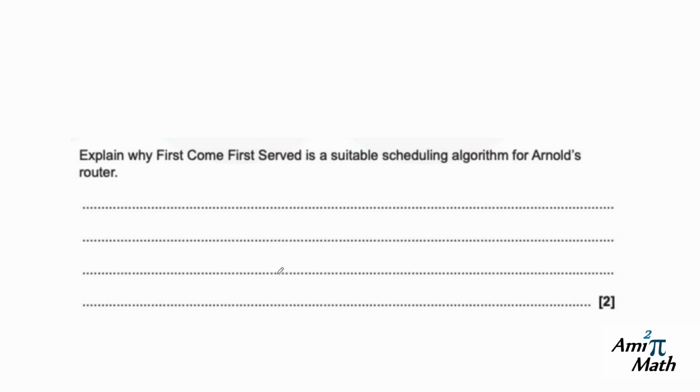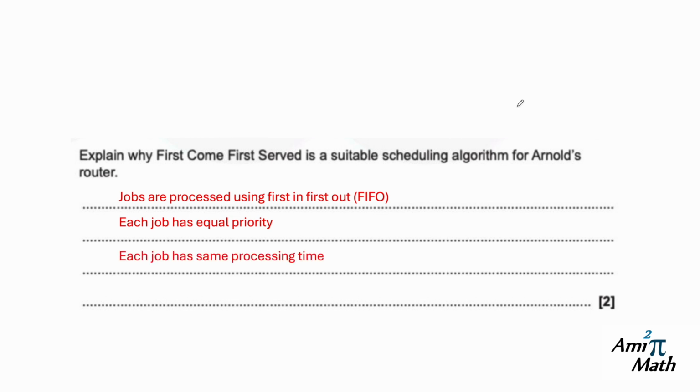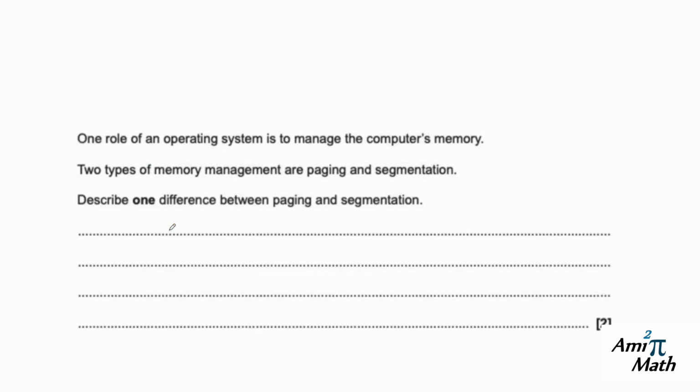Explain why first come, first served is a suitable scheduling algorithm for Arnold's router. Jobs are processed using a first in, first out structure, and each job has an equal priority, and each job has the same processing time, which is obviously suitable when you're dealing with packets and routers. And it is important to say jobs and make sure you don't say data.